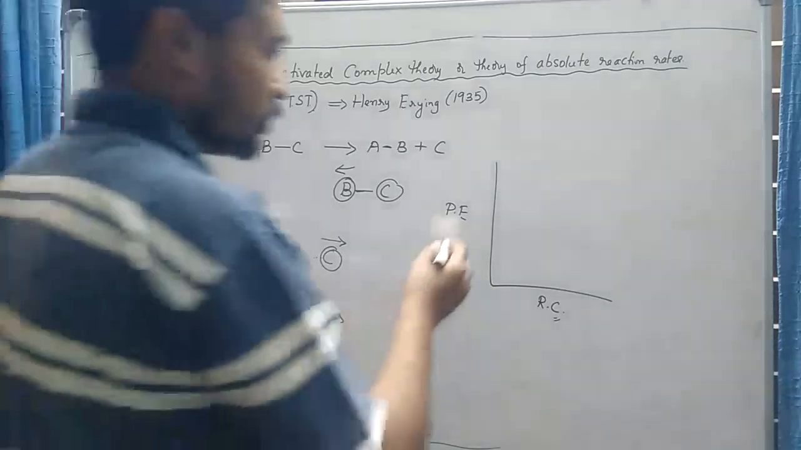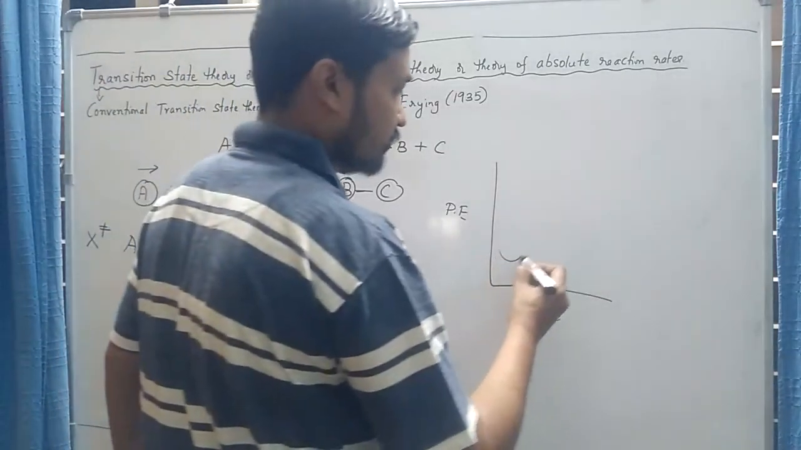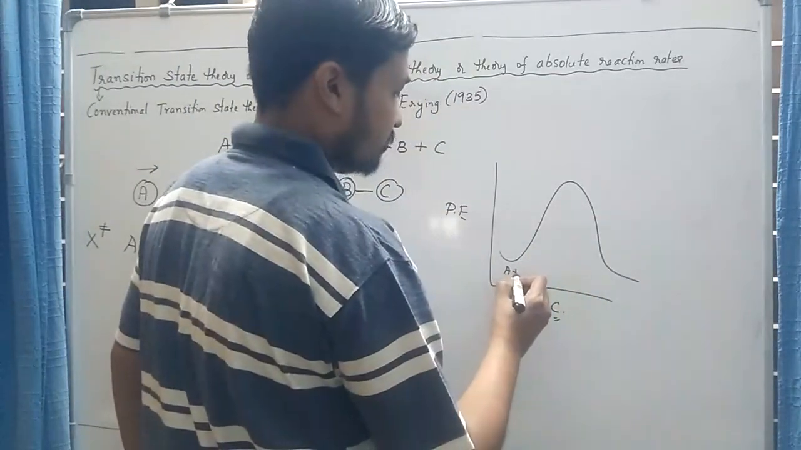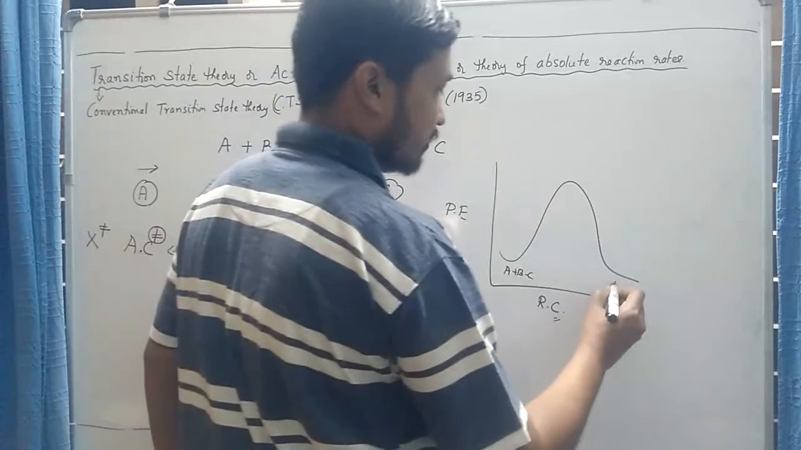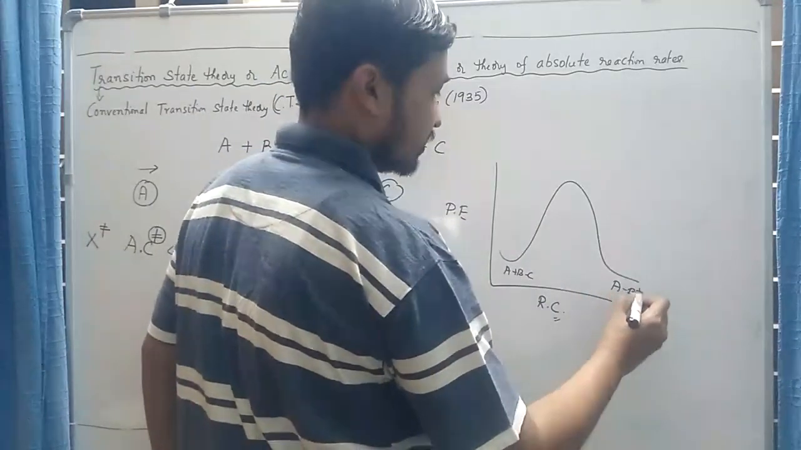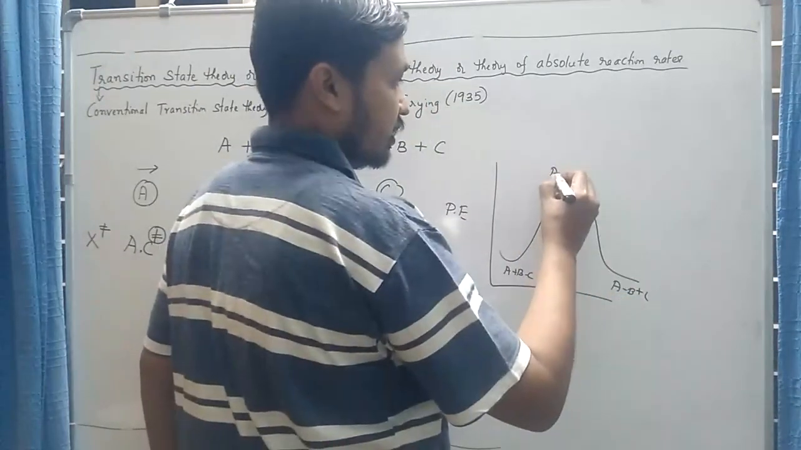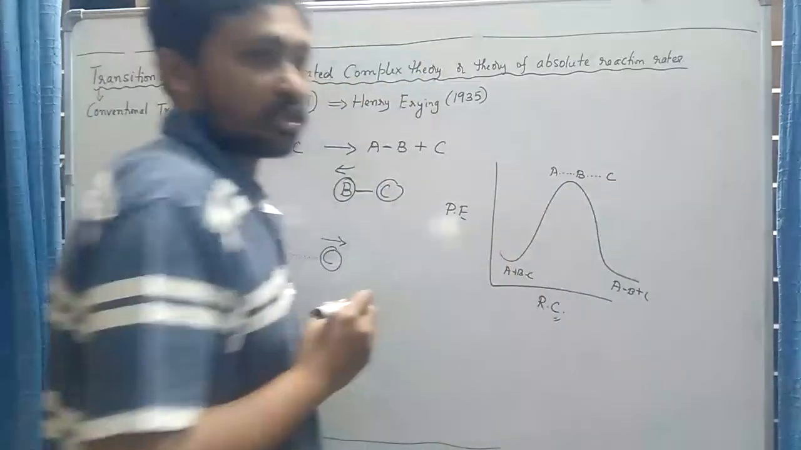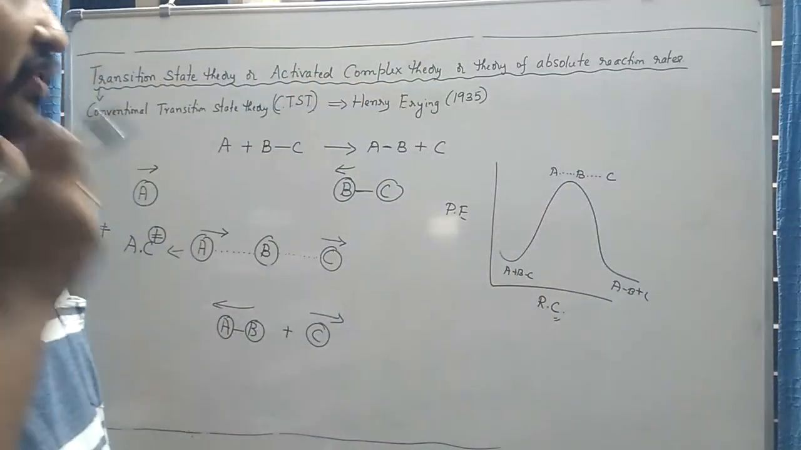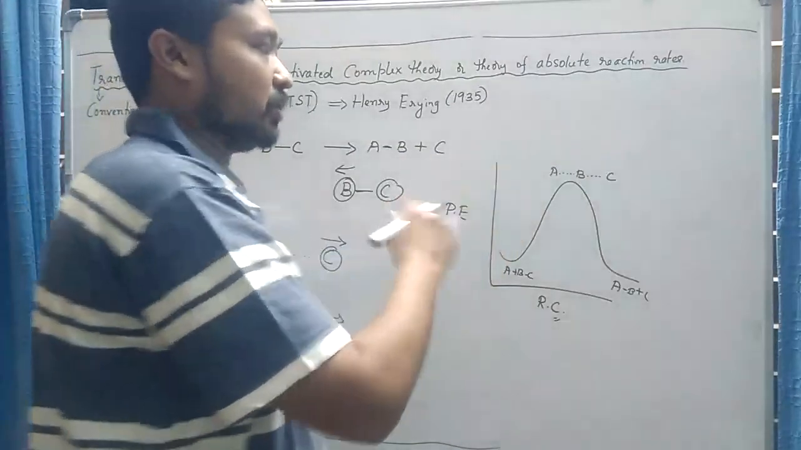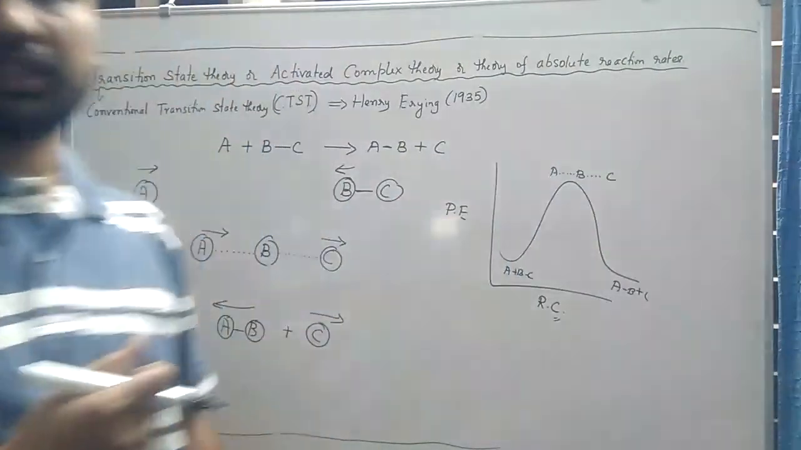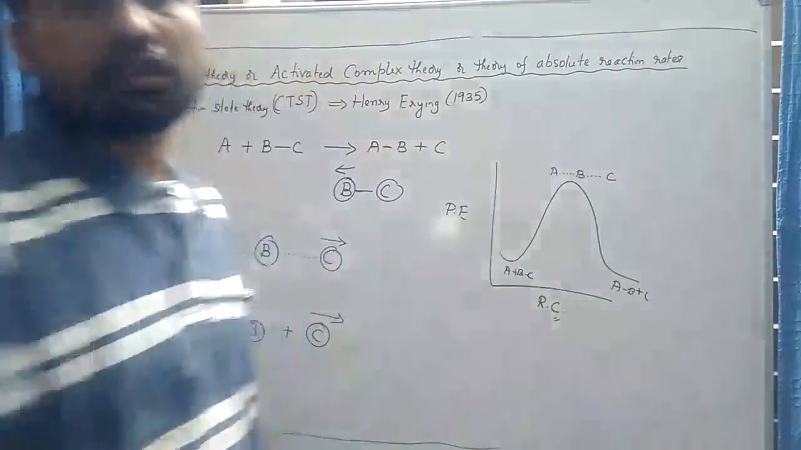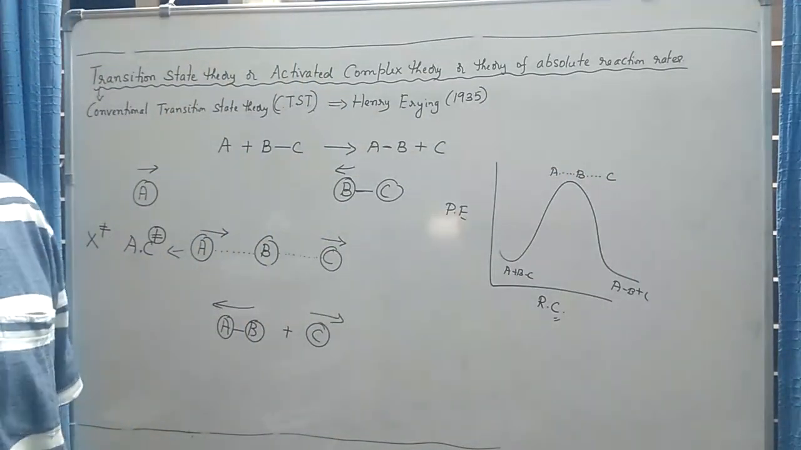So let me draw the potential energy diagram again, which is something like this. So this is the reactant, which is A plus BC. This is the final product AB plus C, and the activated complex is given by this structure, where the bond between A and B is not completely formed, the bond between B and C is not completely broken. This is a purely hypothetical structure which cannot be isolated or detected.